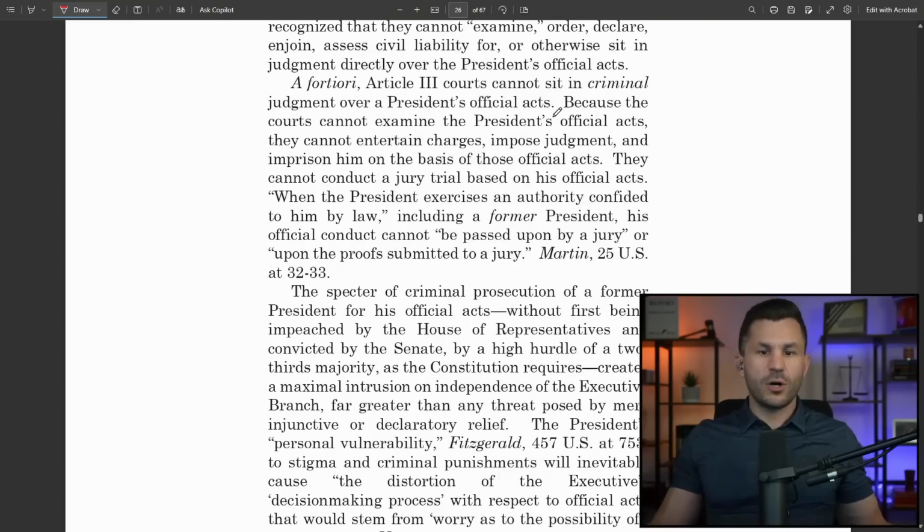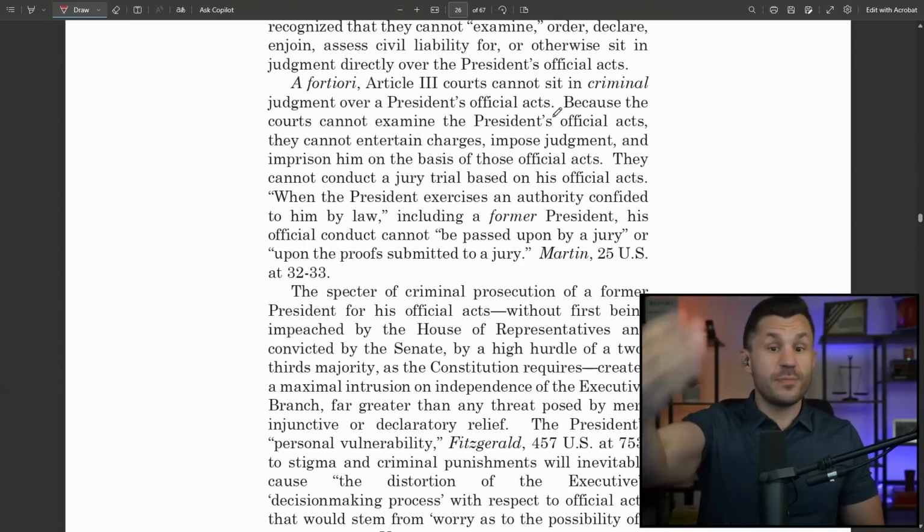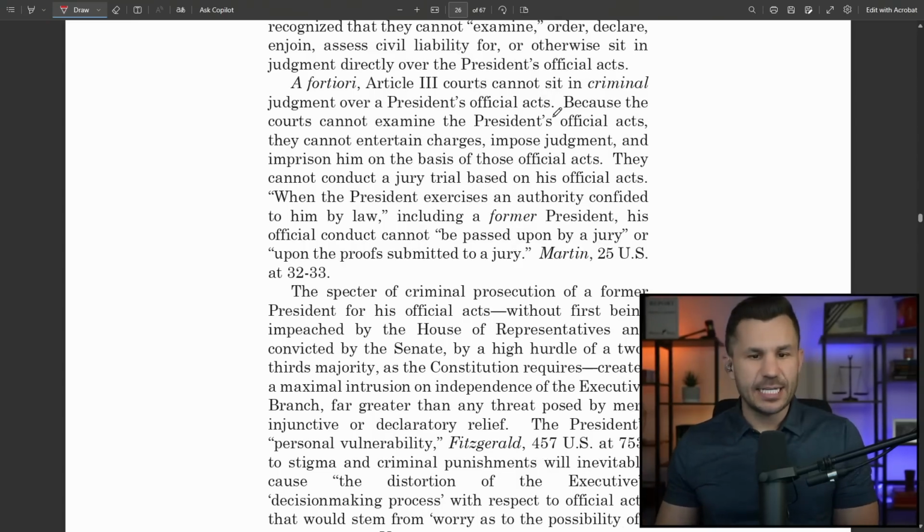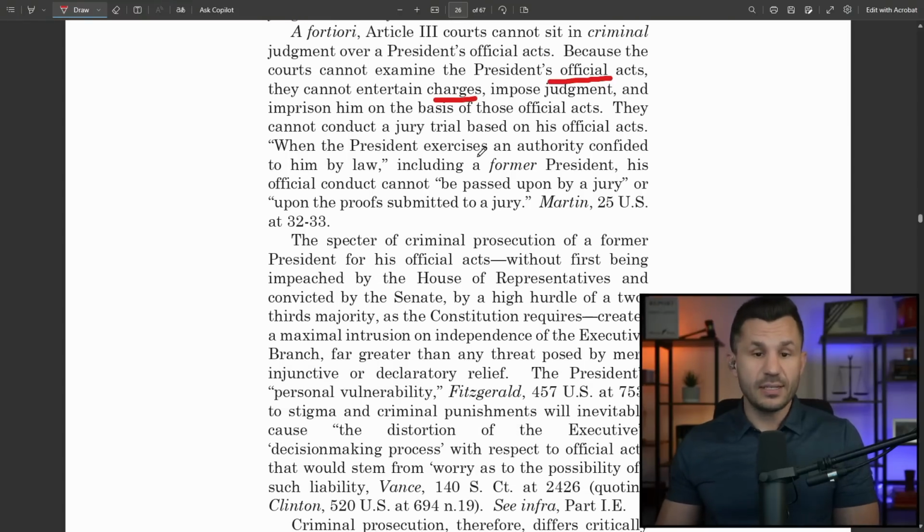You can't do that. Now, Article 3 courts, what follows from that is they also cannot sit in criminal judgment either, because the courts cannot examine the official acts. And because they can't do that, they can't entertain charges. They can't impose judgment. They can't imprison the president. They cannot conduct a jury trial. When the president exercises an authority, including a former president, a jury cannot pass upon that.